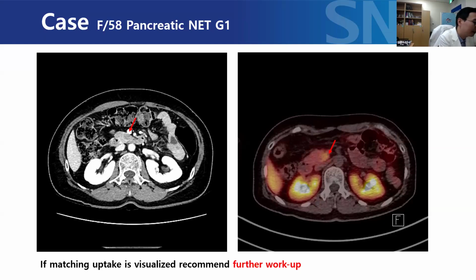And if there is some matching uptake, you should consider biopsy or further test. So every time if there is a matching uptake, further workup is needed. So it should not be neglected as a normal uncinate process uptake. So it should be a caution in such tumors in the uncinate process.